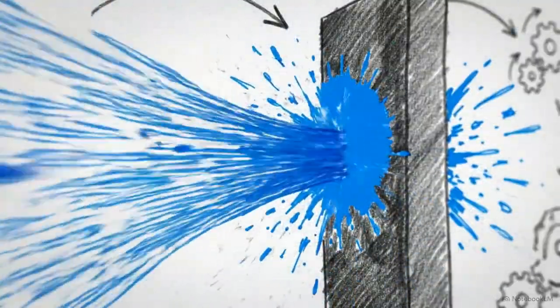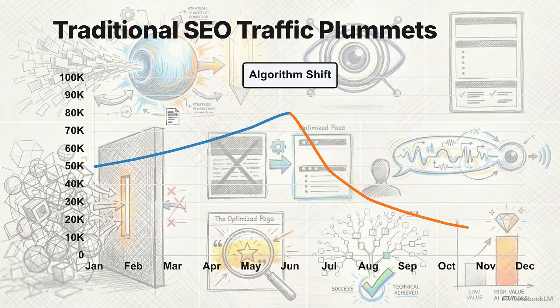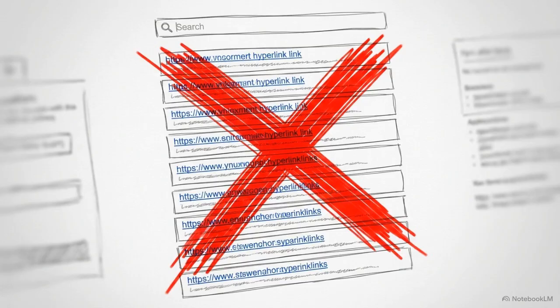Over the last few months, organic website traffic across nearly every major industry has hit a sudden wall. Consistent, hard-earned visitors are dropping, and traditional optimization tactics are losing their edge. The drop is happening because users no longer want to click through 10 blue links.